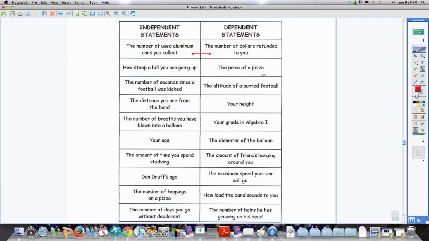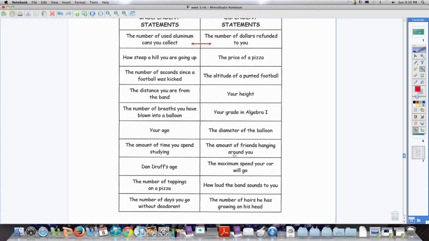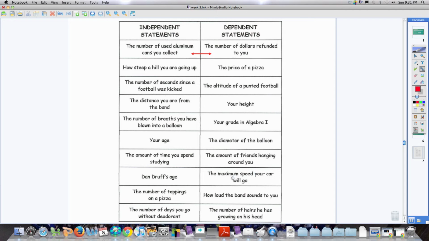How steep a hill you're going up. That has nothing to do with pizza or football or the height. Grade in algebra, no. Friends around you, no. Maximum speed your car will go. That could be related to a hill you're going up. My phone's going crazy. Sorry. I think it's going to be the maximum speed your car will go. So how fast your car will go depends on how steep a hill you're going up.